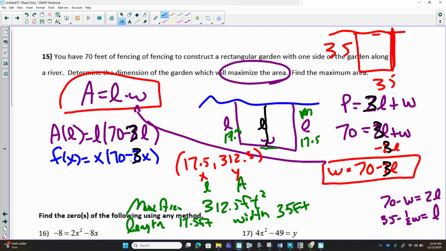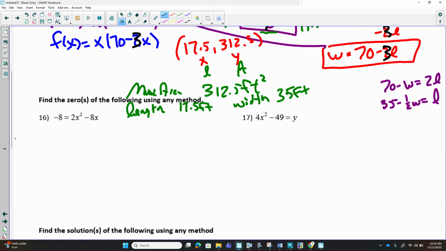All right. Quiz time. We did go over a couple down here on the solving. You should be able to do that.